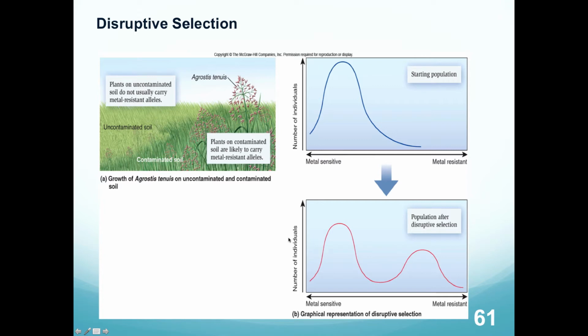And so they'll be selected against, and you'll end up with a bimodal distribution where you have the grasses living on the contaminated soil and the grasses living on the non-contaminated soil. And you can see that this is the type of selection that would lead to speciation.